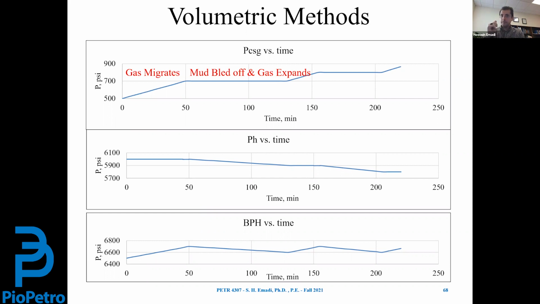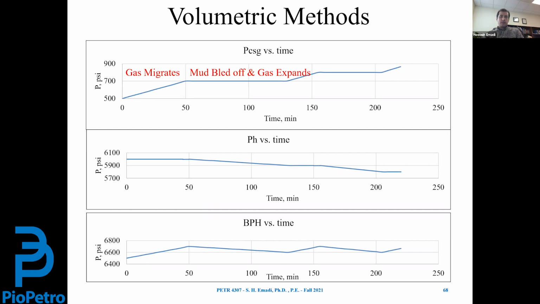So casing pressure increases, let's say hypothetically, for every 100 psi, we need to remove 1 barrel of mud. I'm just throwing out a number. So we start the operation.